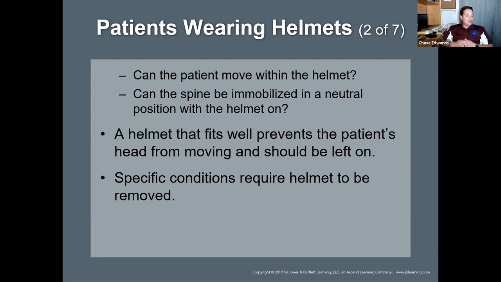So you're going to remove the helmet if it's a full face helmet, if it makes assessing or managing airway problems difficult, and removal of a face guard to improve airway access is not possible. It prevents you from properly immobilizing the spine. It allows excessive head movement. And if the patient's in cardiac arrest, you're going to take it off.